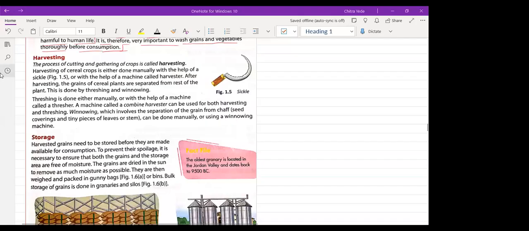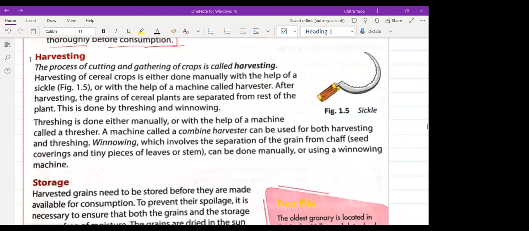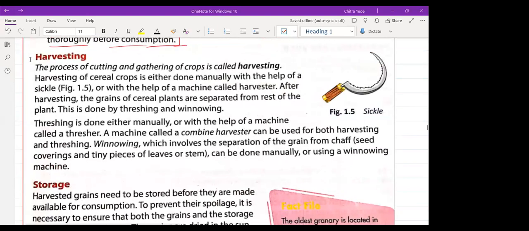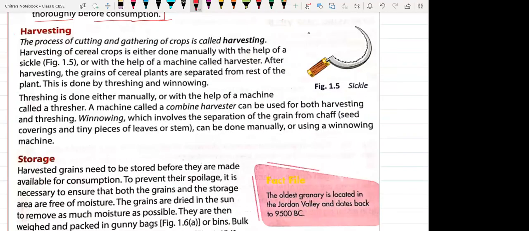Now, harvesting is the next important process. When our crops get ready, we have to harvest the crop and then remove the grains from the crop. So harvesting and threshing, these two methods are done. Generally it takes place simultaneously, or maybe first harvesting and then threshing is done.